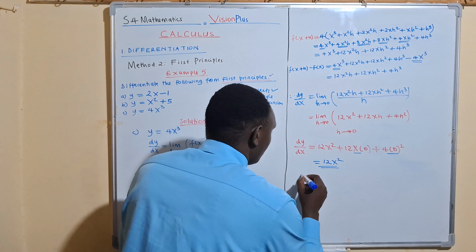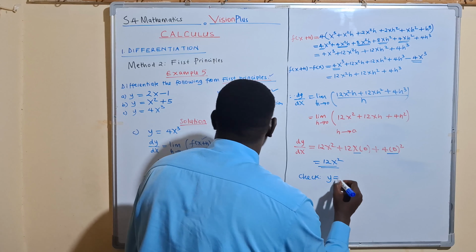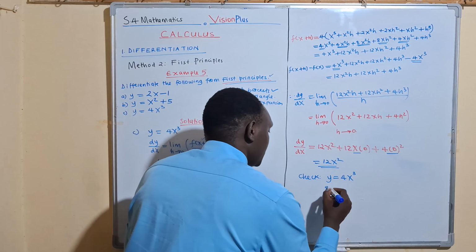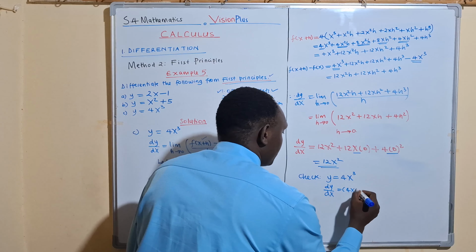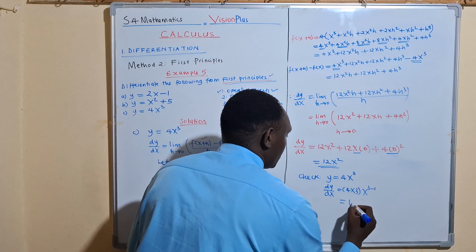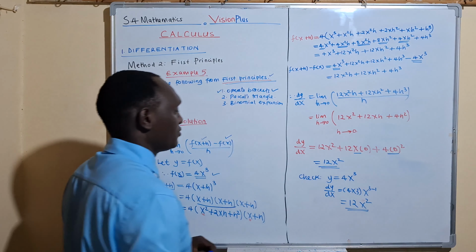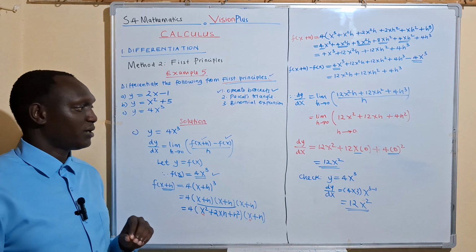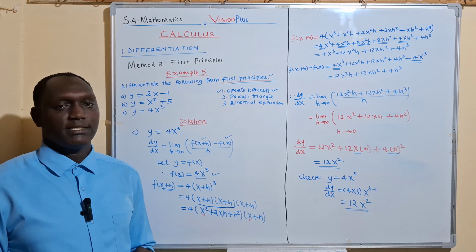Now let us see if the answer is correct. How do we check? We use the quicker method of powers and coefficients. So we have the function y equals 4x cubed. That means that dy/dx becomes 4 times 3 x to the power 3 minus 1. This means we shall have 12x squared. So certainly you can leave the examination room knowing that you have passed it. So this is the last example we are doing, that is example 5.